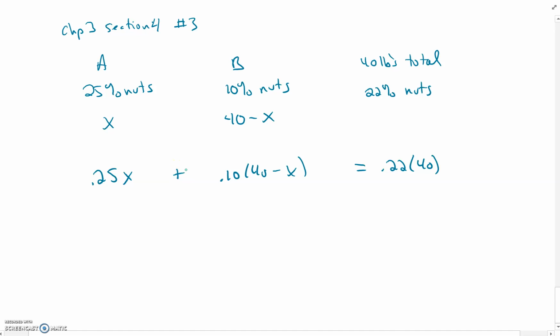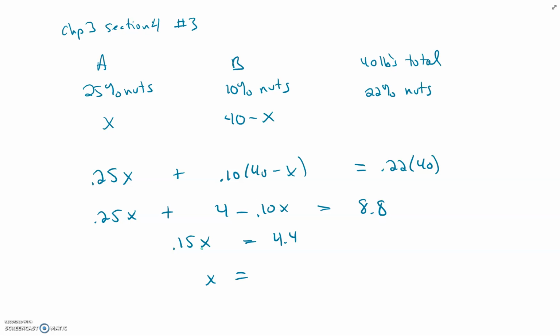So we just have to solve this. 0.25x plus 0.10 times the quantity 40 minus x. 0.10 times 40 is 4, minus 0.10x. 0.20 times 40 is 8. 0.25 minus 0.10 is 0.15x. Subtract 4 from both sides gives you 4. And then divide 4 by 0.15, which is 26 and two thirds.